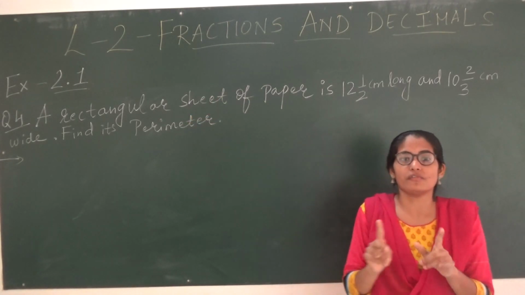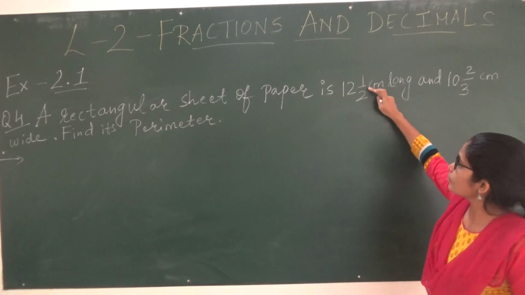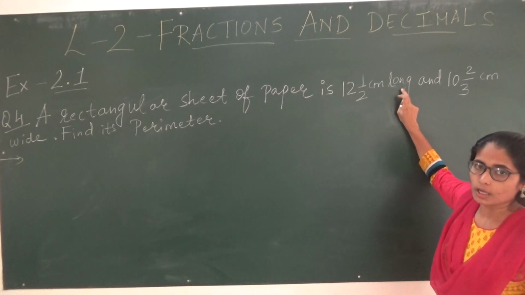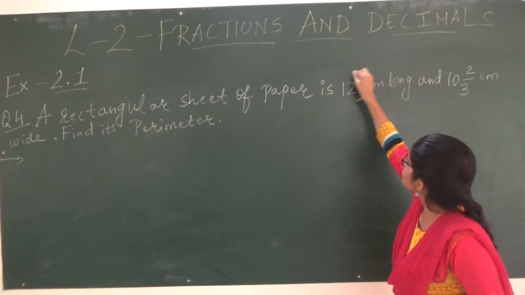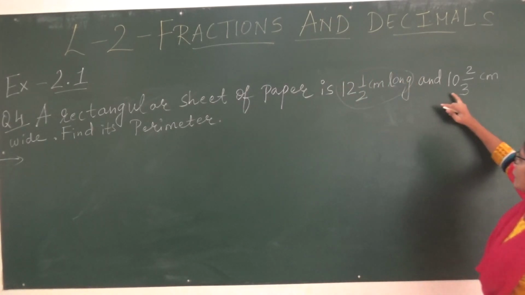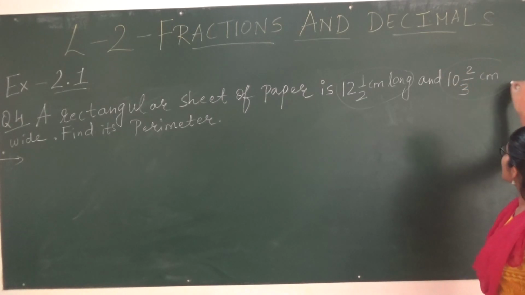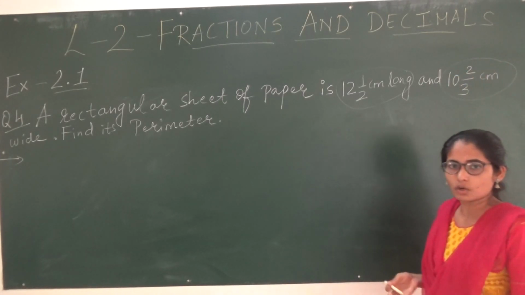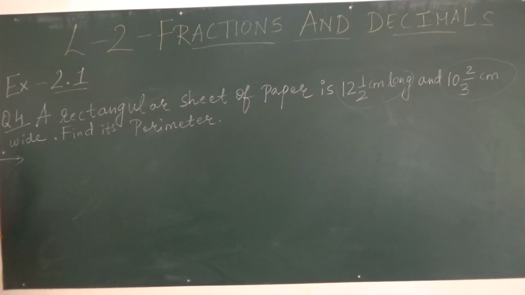So we will apply the formula for the perimeter of a rectangle. It is given that it is 12 and 1/2 centimeter long. Long means the length is given, so this is our length. And 10 and 2/3 centimeter wide, so this is our breadth, or width. This way, this information is given to us.